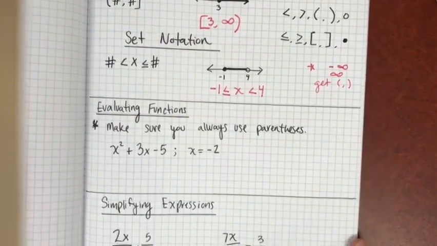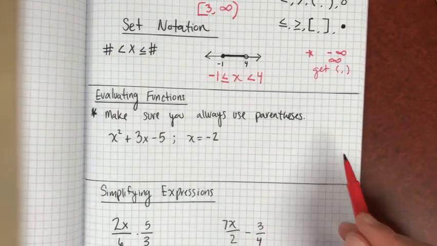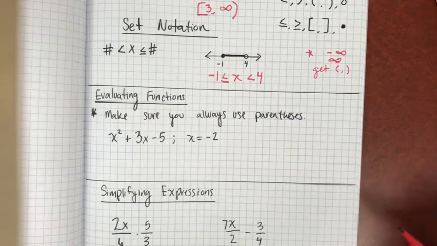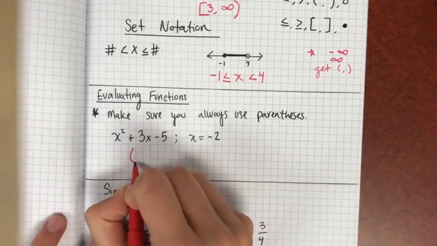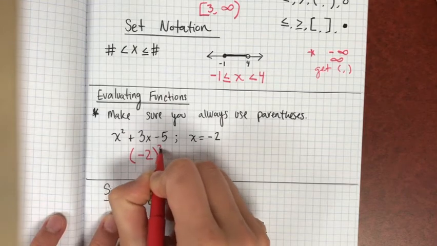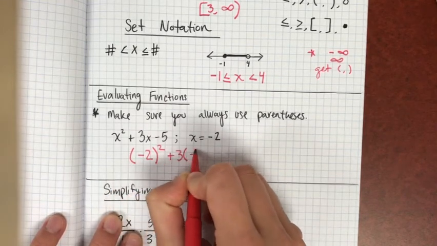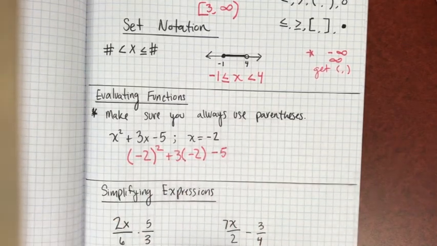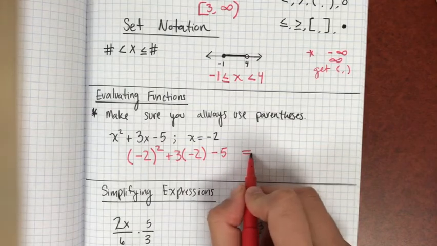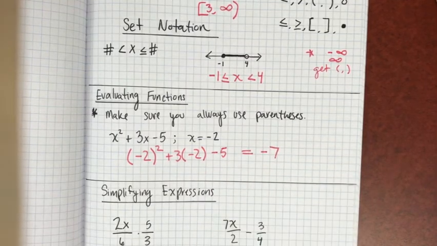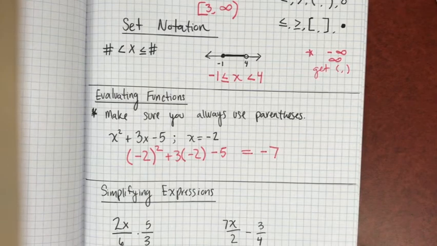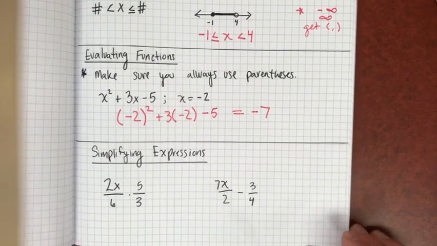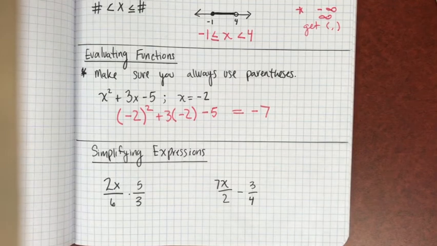Next part is evaluating functions. Biggest thing here is make sure you use parentheses, okay? This is not a hard concept. We just have to make sure that we use parentheses. So here we'd have (-2) squared plus 3 times (-2) minus 5, okay? And that is going to equal -7. Okay, that's about the hardest you'll get for evaluating a function.